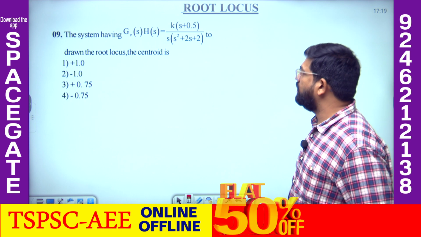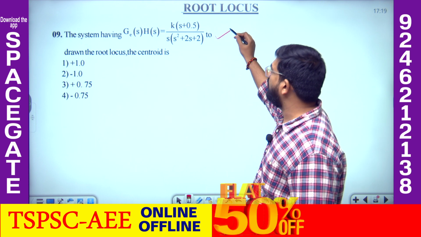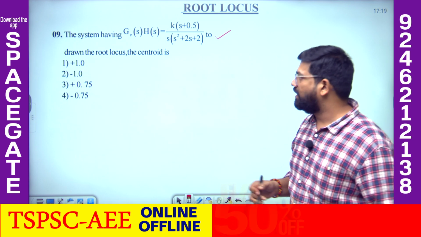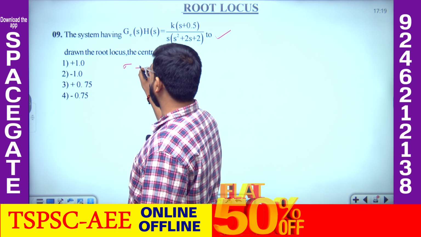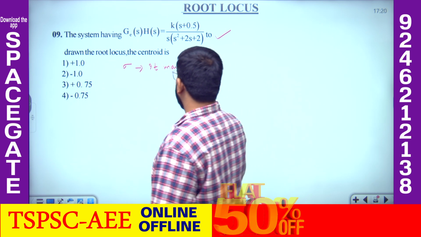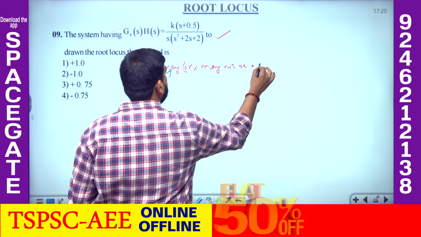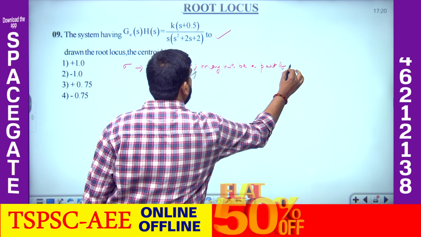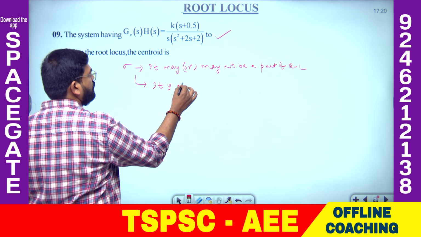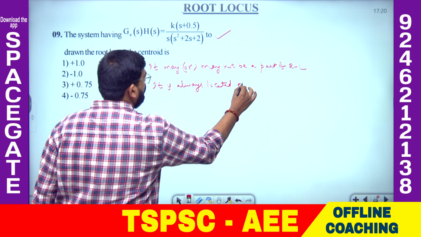What is he asking? The system has a transfer function like this, drawn on the root locus, and he is asking for the centroid. If you talk about the centroid, it may or may not be a part of the root locus, but it is always located on the real axis.